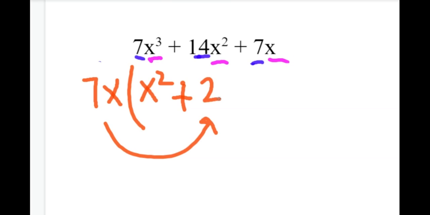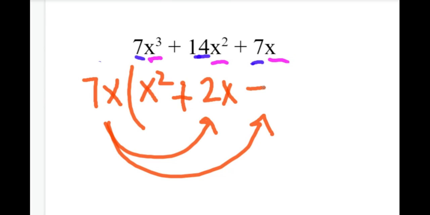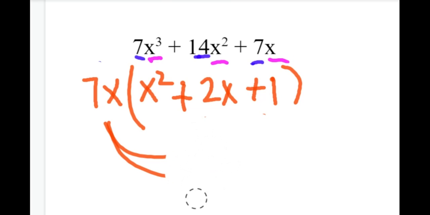Right? I need a 2, and then I need an x to get the x squared. Then how do I get a 7x? Don't forget about that 7x. Well, I just need to multiply by 1 to get that 7x. Okay? Now you might think you're done, but don't stop here in case there's more to be factored.